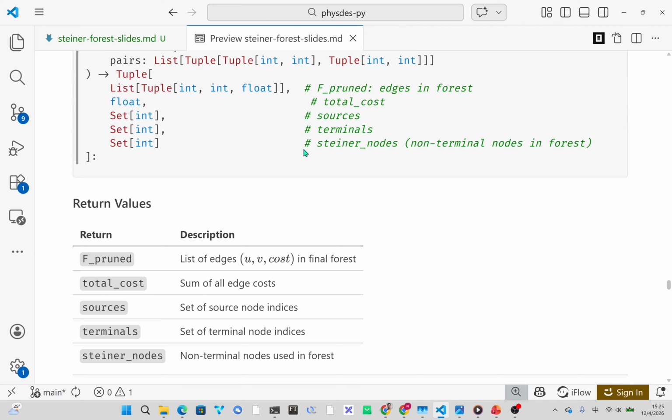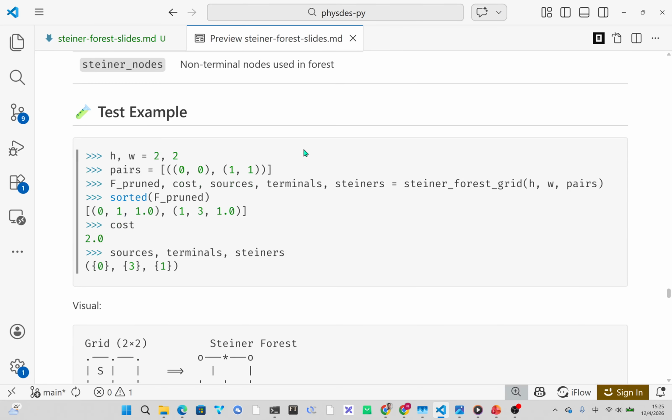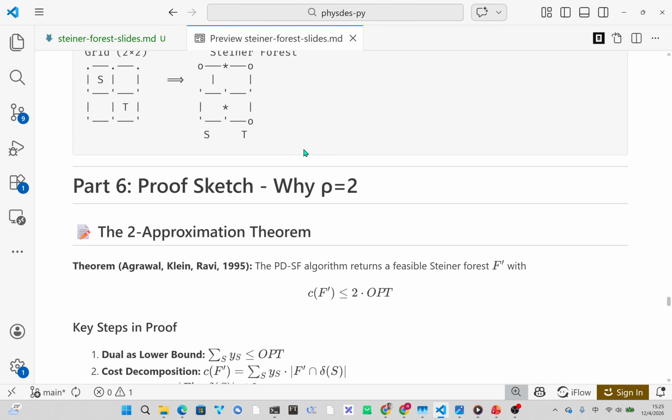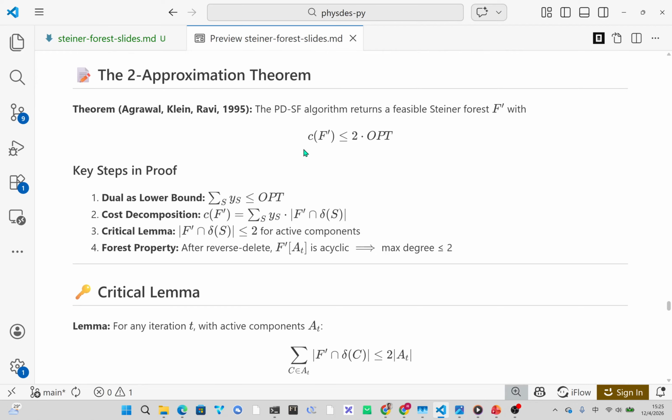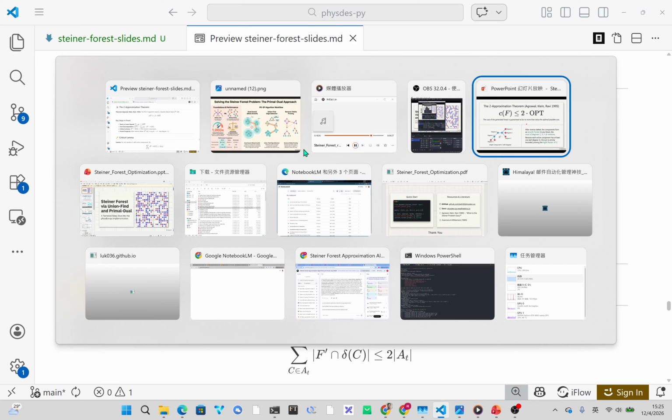And in any acyclic forest, there is a hard geometric law that the sum of the degrees, the total number of connections coming off all the vertices, is strictly less than or equal to 2 times the number of vertices. The math literally cannot exceed that ratio because the physical structure of a tree prevents it. Exactly. It is the ceiling of failure.